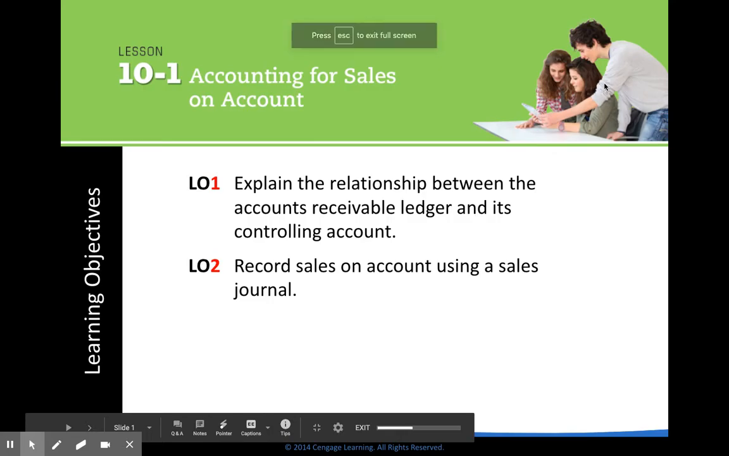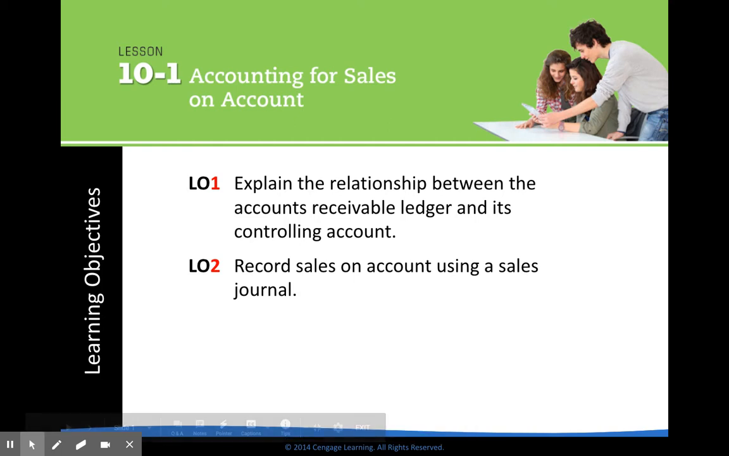In Chapter 10, we will be learning a couple of new special journals, as we did in Chapter 9. You could think of Chapter 10 as really the opposite of Chapter 9, where in Chapter 9 we were buying and we had to pay companies for what we purchased. In Chapter 10, now we are selling our merchandise and companies owe us money.